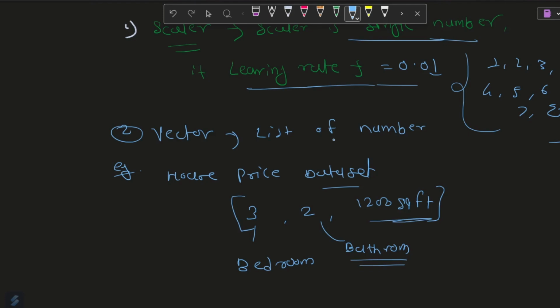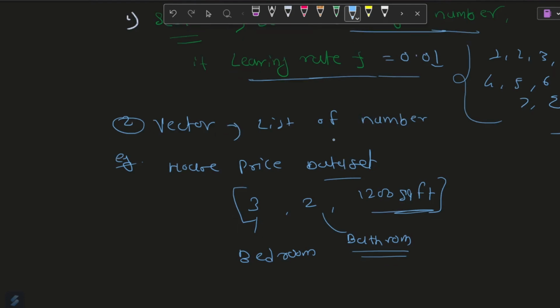Similarly, when we talk about the matrix, let's start with the data set. We understand the data set.